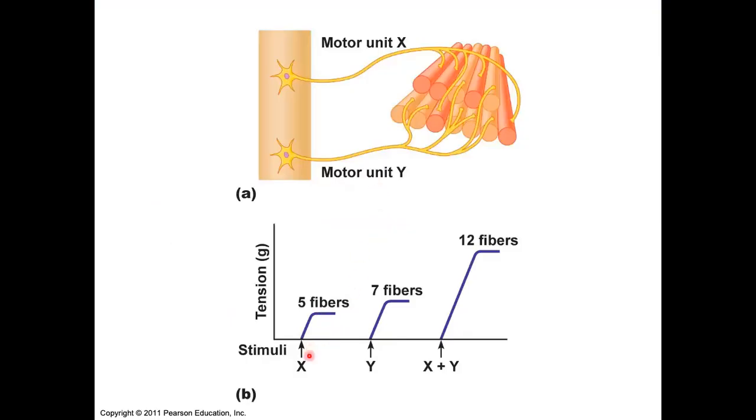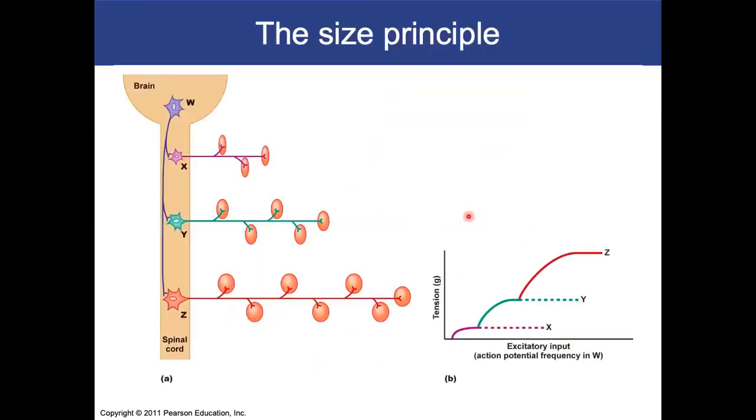So the stimuli X stimulates 5 fibers and they produce this force. Then Y stimulates 7 fibers and they produce this force. If you stimulate both X and Y, you generate way more force. And so that's a way more powerful contraction and you can do more work.